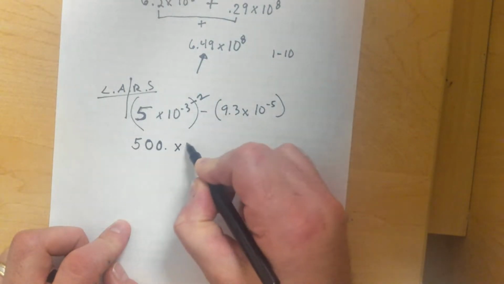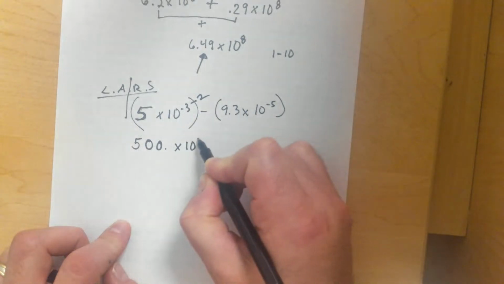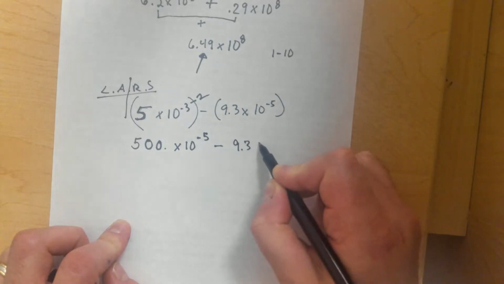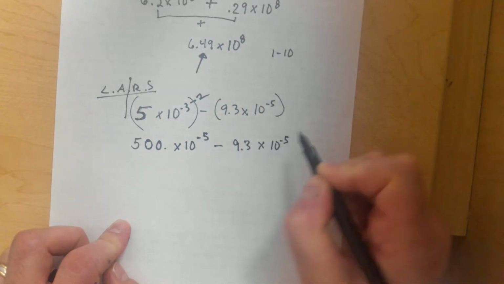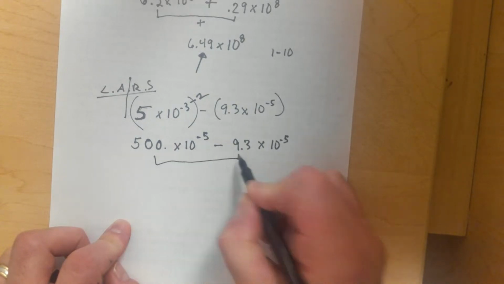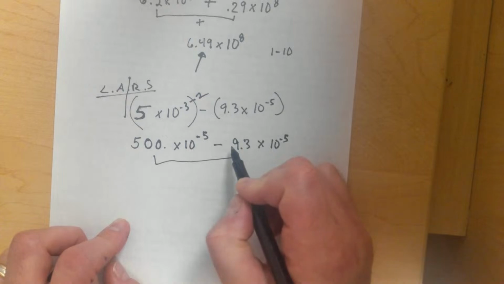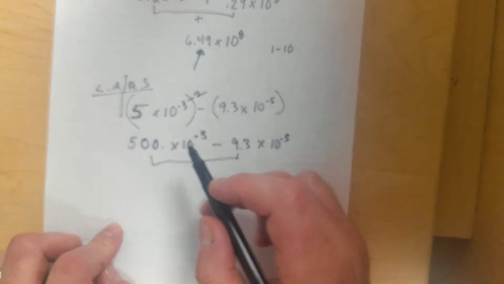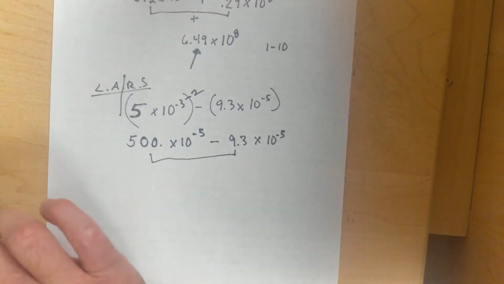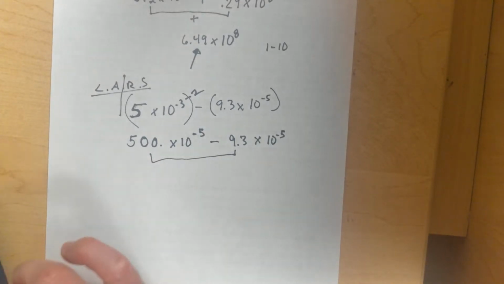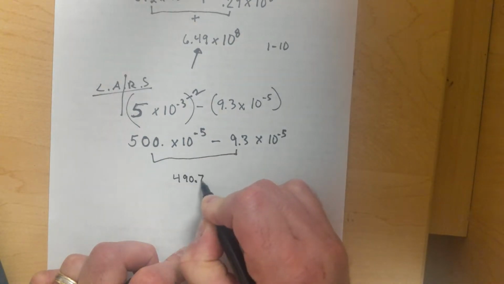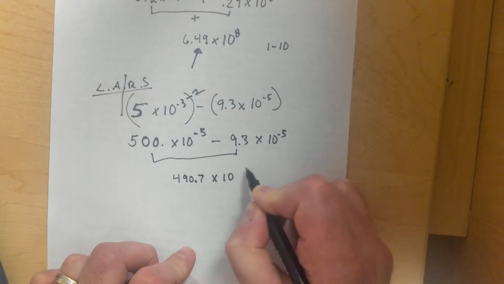Times 10 to the -5th minus 9.3 times 10 to the -5th. Now I have the same exponent, so I'm going to subtract now. Don't worry about this number being gigantic. It's all easily fixable by just moving a decimal point. So we might have to do that in a minute. 500, take away 9.3, is 490.7 times 10 to the -5th.